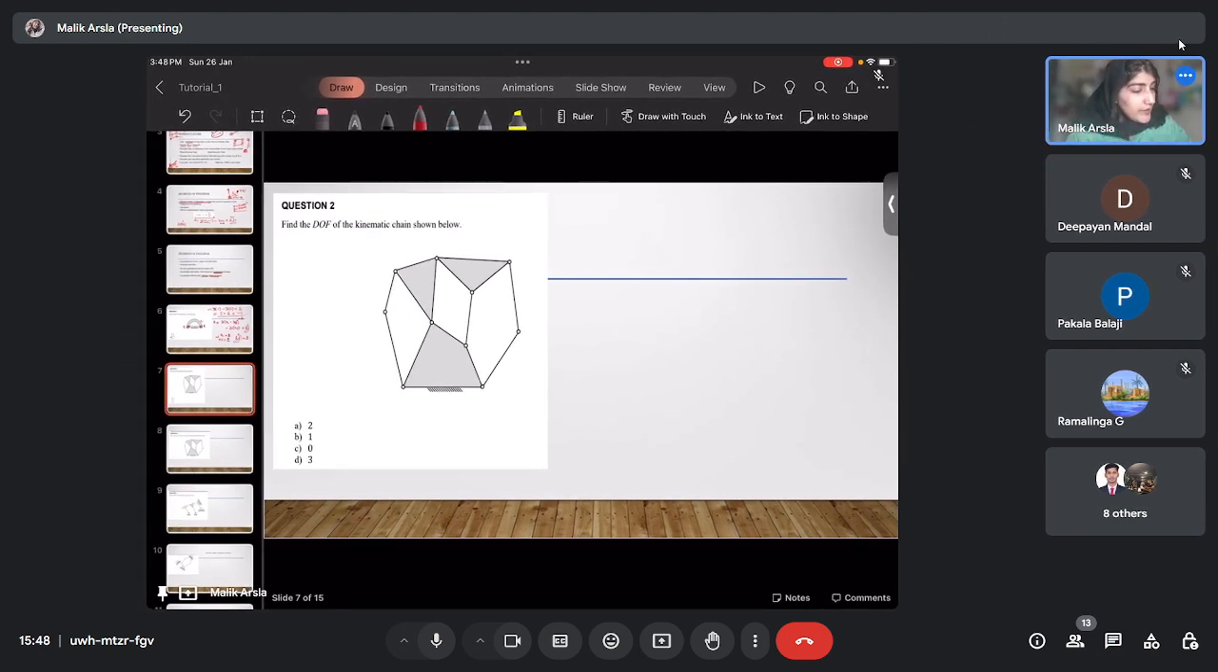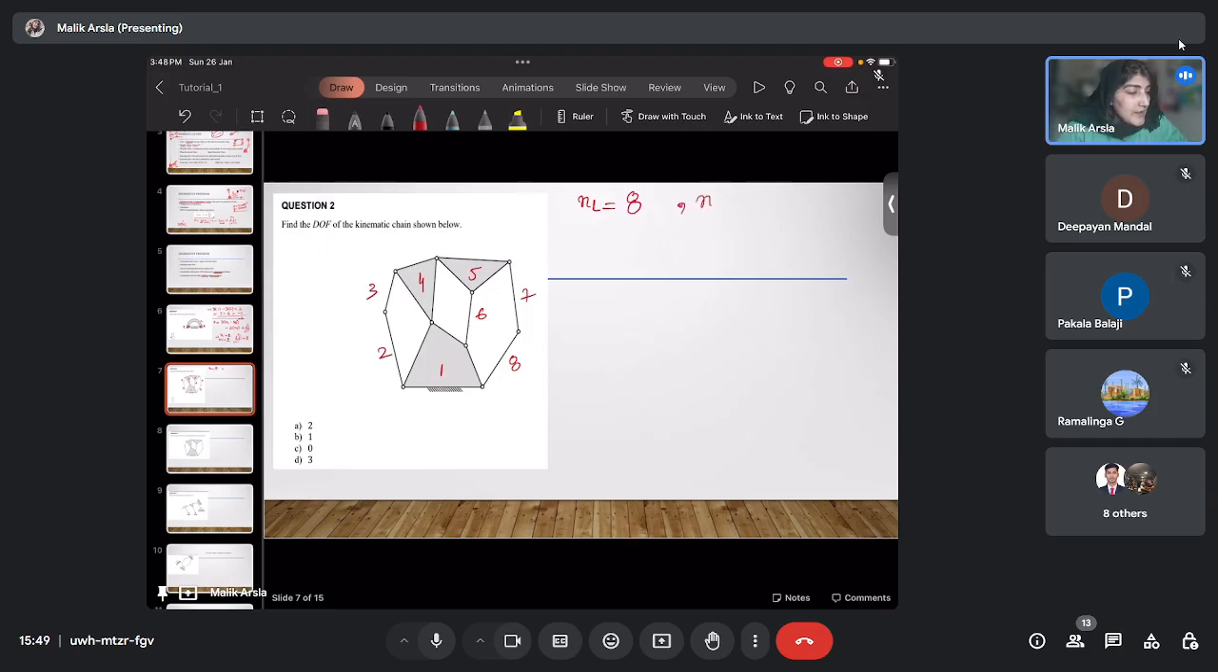Again, what we do, we have this formula. So let's start by counting the number of links. How many links do we have here? This is 1, this is 2, this is 3, this is 4, this is 5, this is 6, this is 7, and this is 8. So we have 8 links.